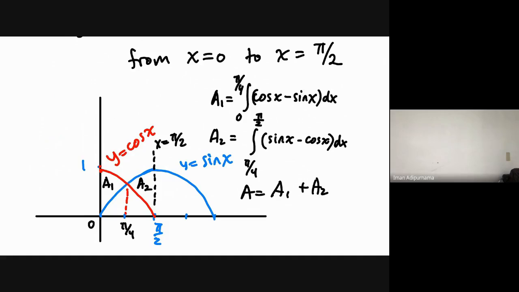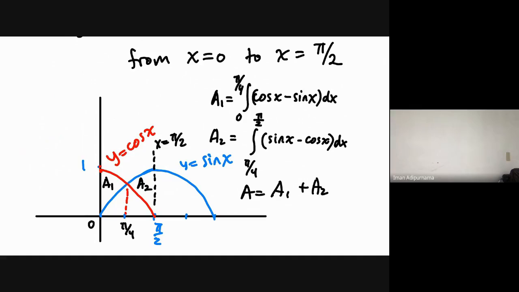Okay, you can solve this, find the integrations, find the results. But you know the sine and cosine are actually the same curve, just shifted pi over 2 to the right side, right? The phase difference between the sine and cosine is just pi over 2, right? So I can say that A1 and A2 are actually equal. The size is equal, okay? So you can actually just calculate A1 multiplied by 2. That's also fine because it's symmetrical, okay?